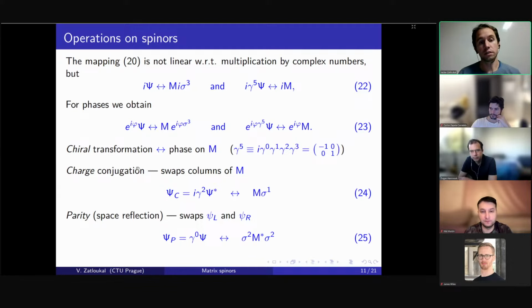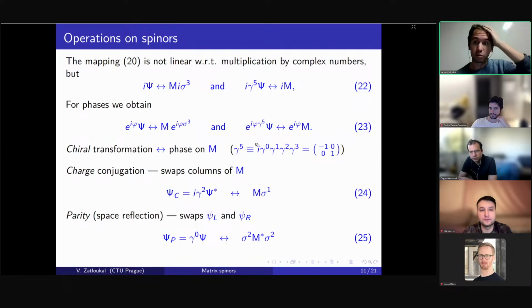If we promote this to phases, we can see that the phase change of the Dirac spinor results in a right multiplication of the matrix spinor by some exponential involving sigma 3. And on the other hand, if one just multiplies the matrix spinor by a phase, this amounts to a chiral transformation of the Dirac spinor.